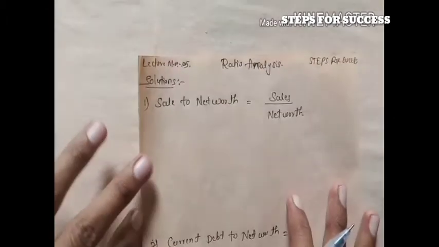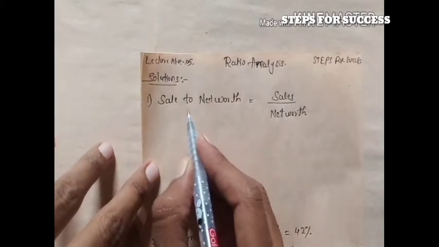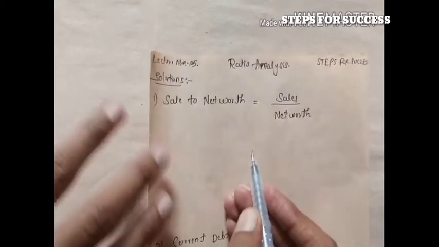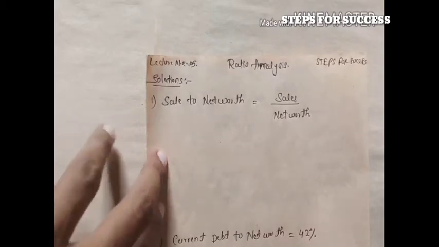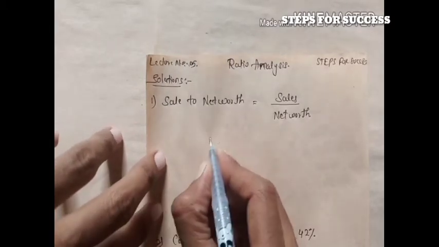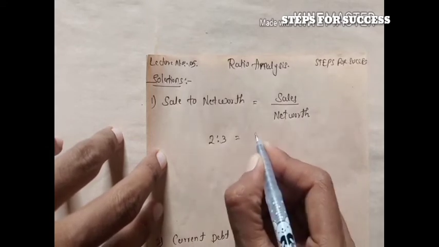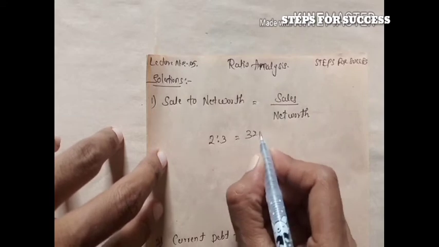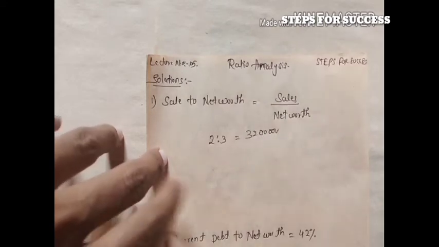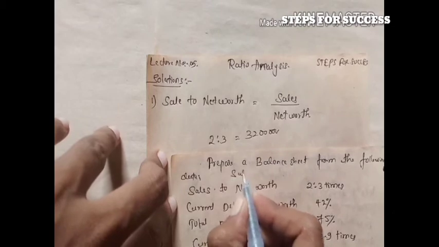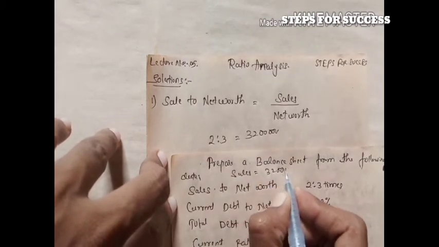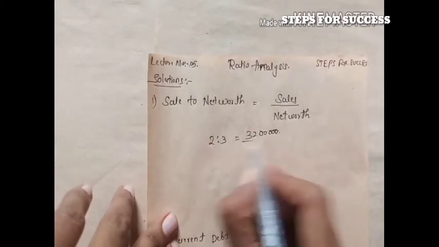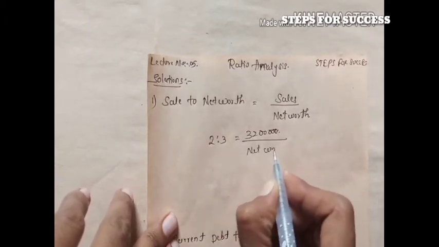So first one, sales to net worth. First we find sales. Sales to net worth given in the question is 2.3. Sales given in the question is equal to 32 lakh. On that we can find net worth.